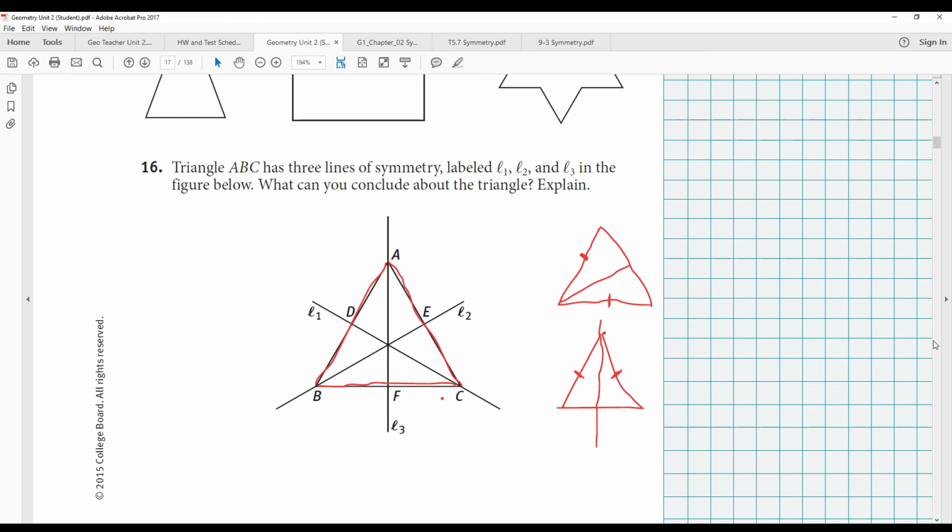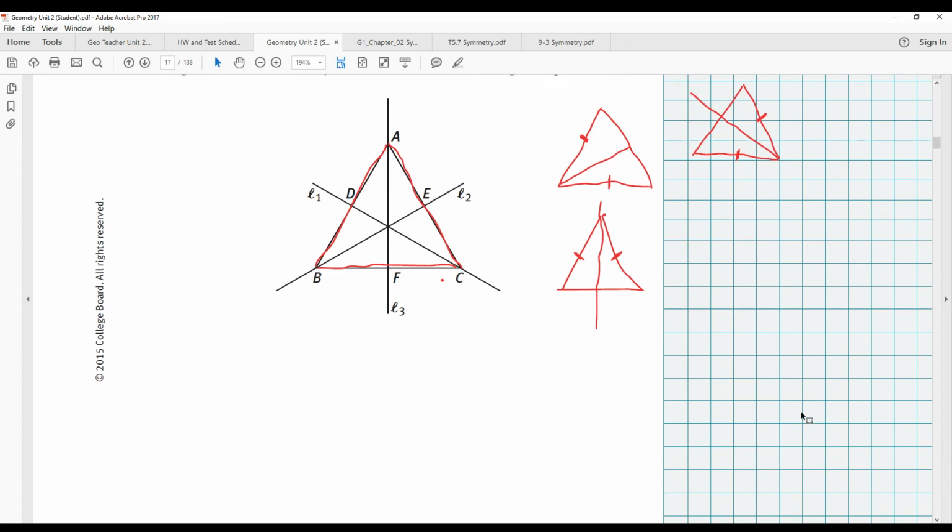And if I look at the other one, draw the triangle. I've done L3, I've done L2, so let's do L1. When you draw L1 right here, it creates two equal triangles. If these two triangles are equal, then this side is equal to this side. So now I'm showing that BC is equal to AC. All three sides are the same length, and that makes it an equilateral.